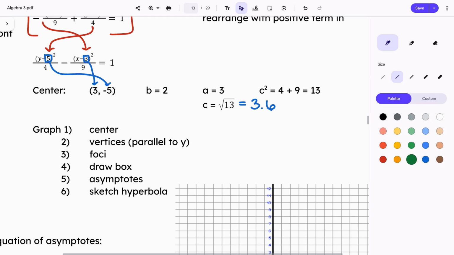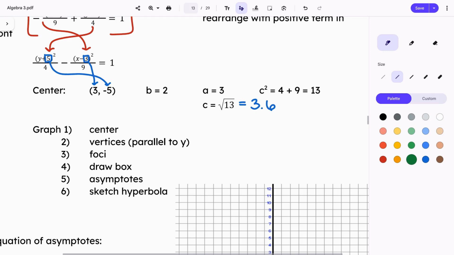Okay, so now we're going to actually get into graphing. We've got our center, we've got our A or B, we've got our C, so now we should be able to start to think about how we're going to graph this here. Like I said, you can start with the parent, you can pretend like this is centered at the origin again if you'd like to, and graph your hyperbola, and then just move all your points.